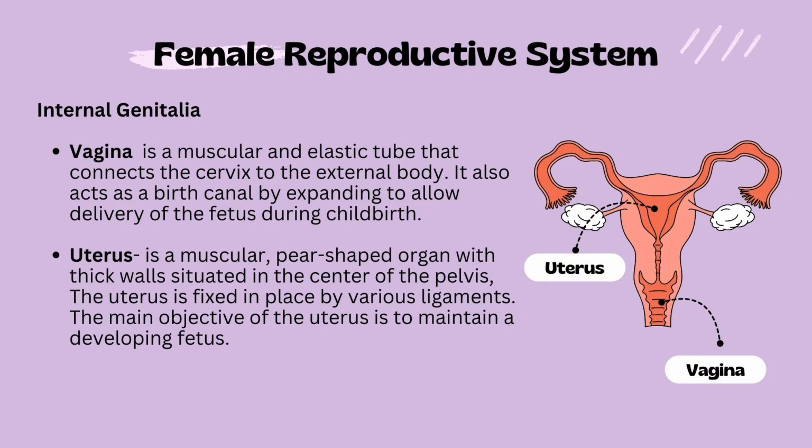The vagina is a muscular and elastic tube that connects the cervix to the external body. It also acts as a birth canal by expanding to allow delivery of the fetus during childbirth, as well as the entryway for sperm during sexual intercourse. Next, we have the uterus, also known as the womb, which is a muscular, pear-shaped organ with thick walls situated in the center of the pelvis. The uterus is fixed in place by various ligaments. The main objective of the uterus is to maintain a developing fetus.